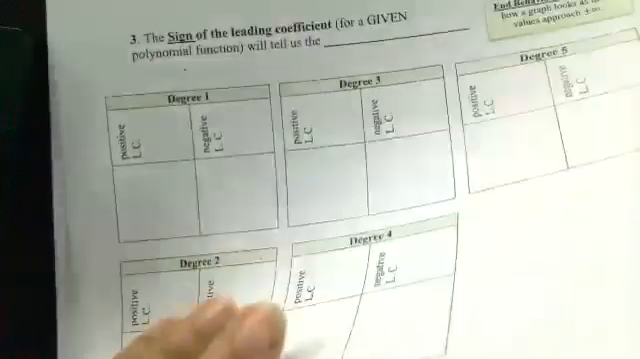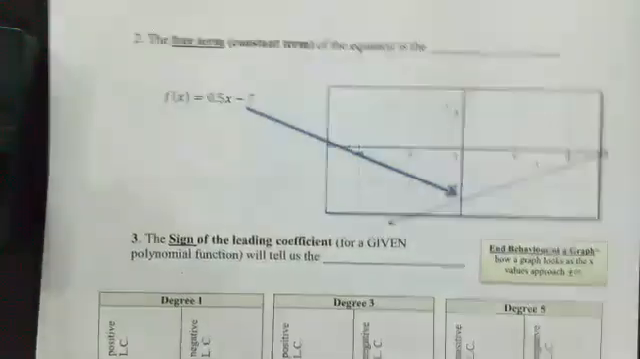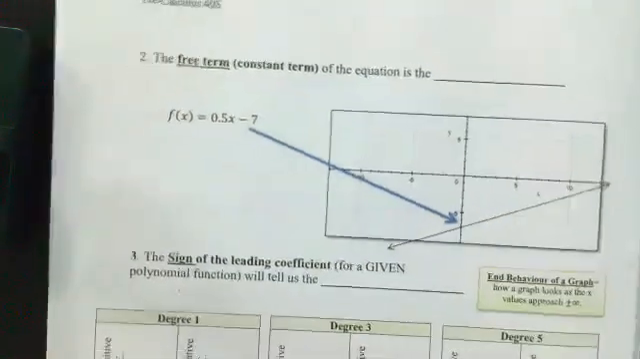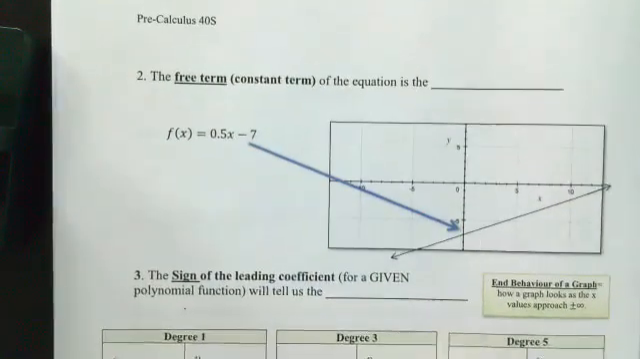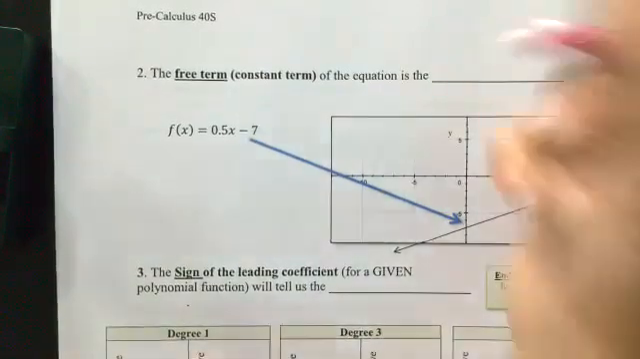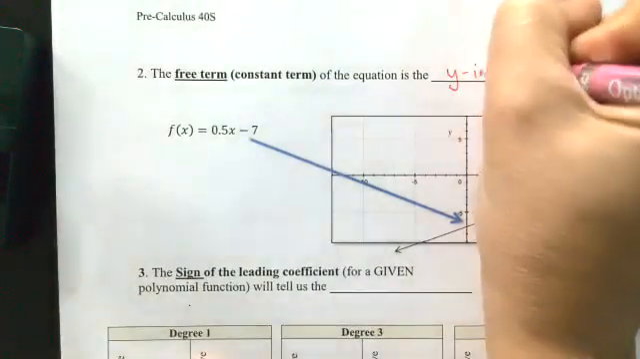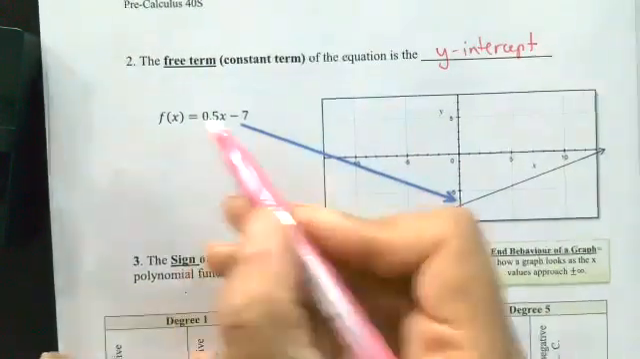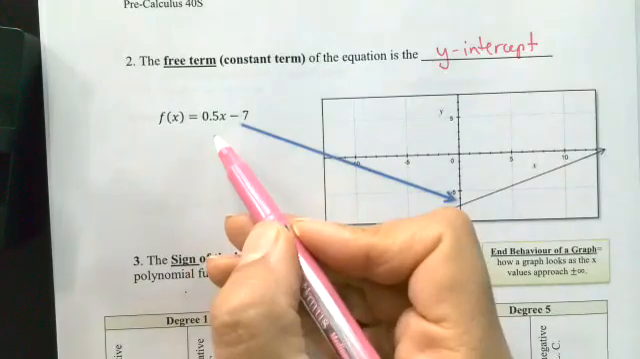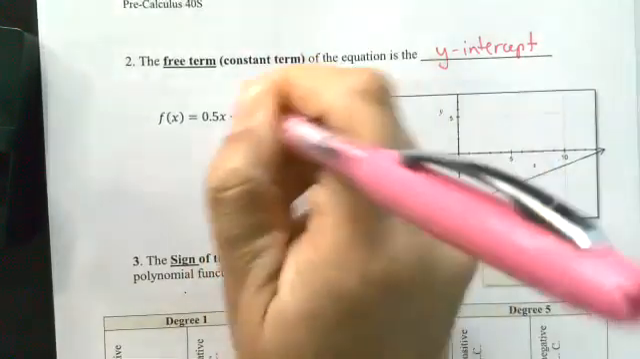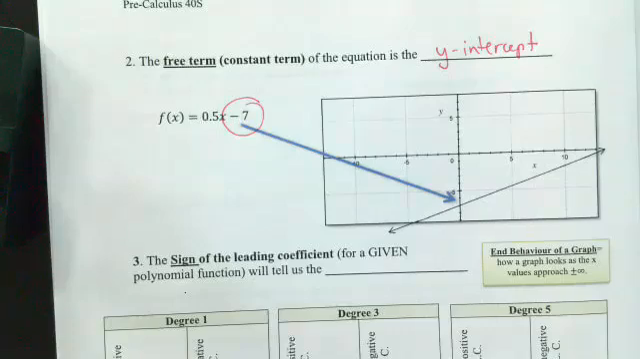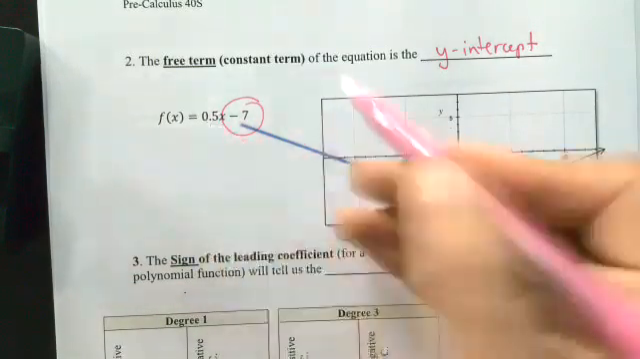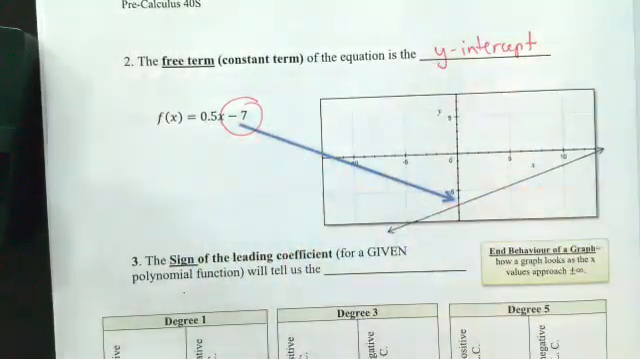The next thing that we're going to be reading from the equation of the function is the constant term. And the constant term is going to give us where the y-intercept is. So here's an example, 0.5x minus 7. This is the free term, so I will know that the y-intercept is at -7. Remember, we can let x equal 0 and calculate it. It's always going to give us the free term.